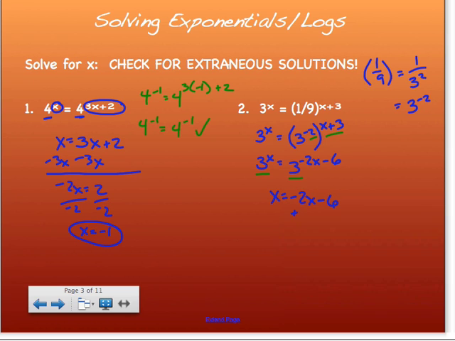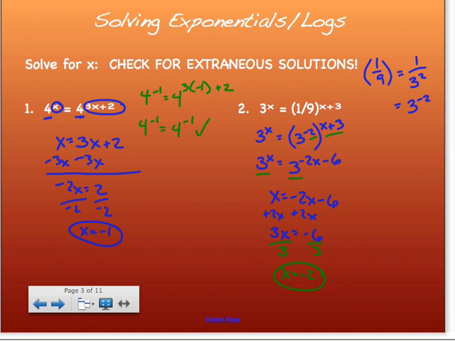That means if I add 2x to both sides, I get 3x is equal to negative 6. And I'm going to go ahead and change markers here so we can see it. Then I'm going to divide by 3 on both sides, so I think I get x is equal to negative 2. Again, let's check it.